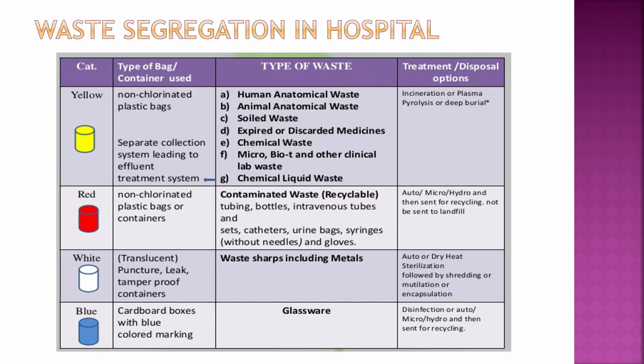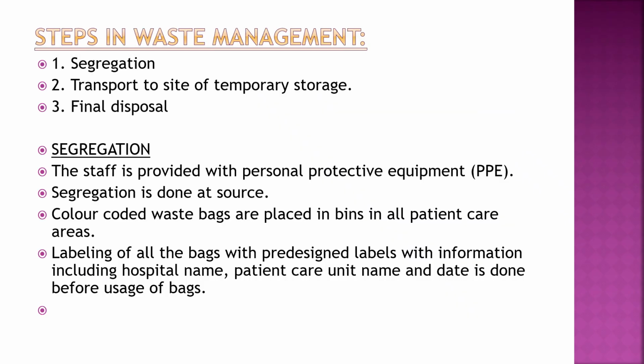Then the blue color container is a cardboard box with blue colored marking. The type of waste is mainly broken glass waste, slides, cover slips, pipettes, or ampules without medicines. The treatment can be disinfection, autoclave, microwave, and then recycling should be done. So there are steps we already saw. First is segregation, then transport to the site of temporary storage, and then final disposal.